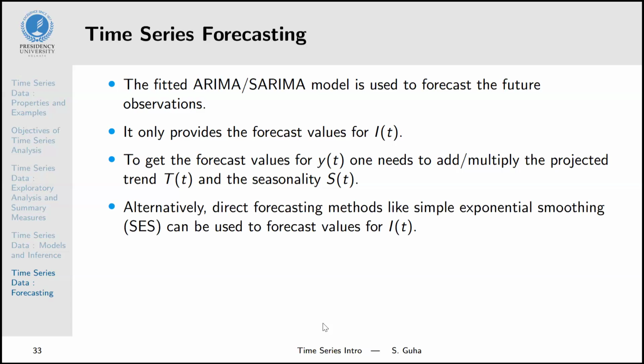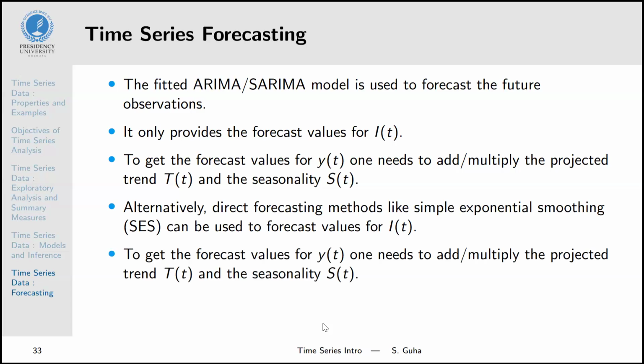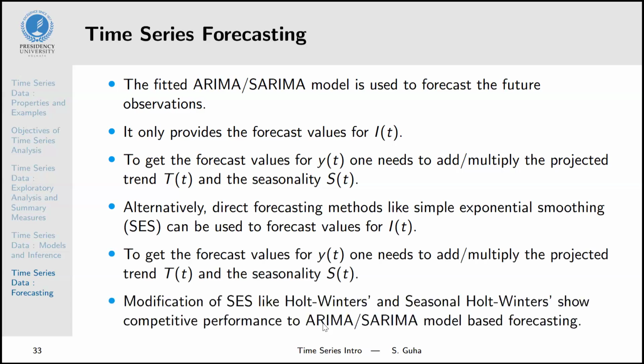But there are other kinds of forecasting techniques. One such forecasting technique is called simple exponential smoothing. There are certain equations for that, and I'm not going into the details of those equations. But this simple exponential smoothing forecasting has a problem: if the data has trend, it doesn't give you correct forecast. So if the data has trend, then there are some variations of this simple exponential smoothing method, which is known as Holt-Winters method.